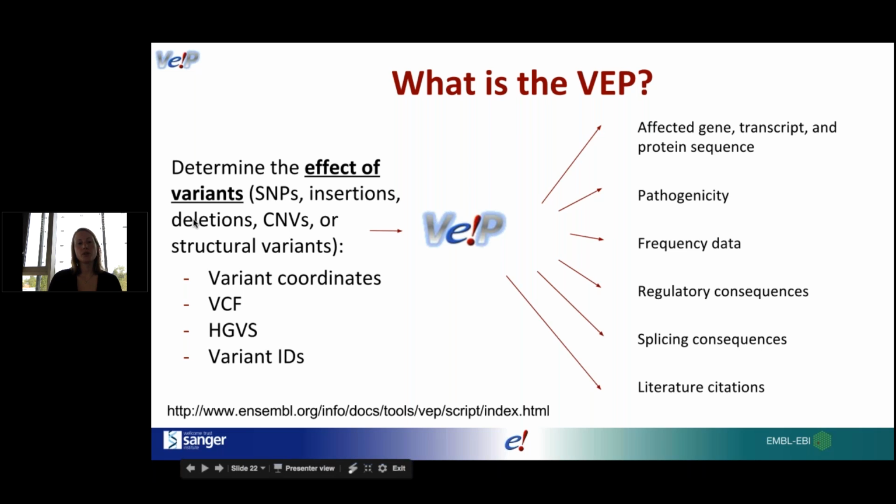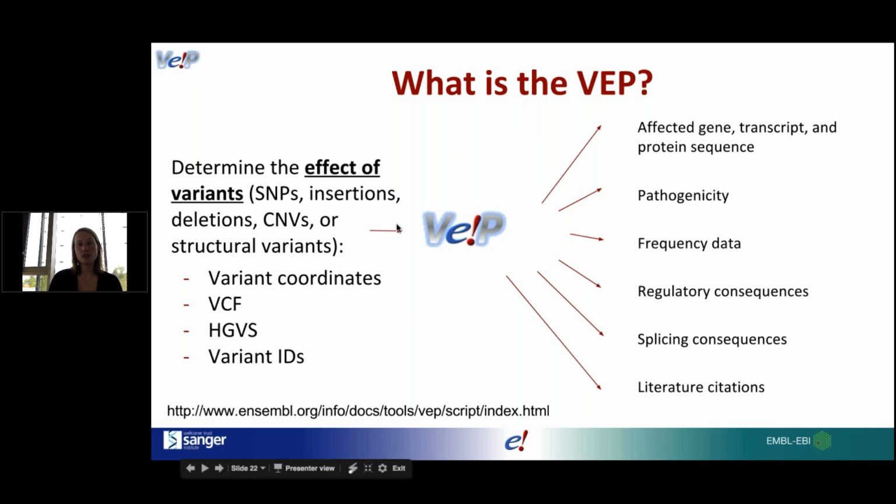So what you can do is input variants into this tool, and they can be any type of variants. So they can be sequence variants or structural variants, SNPs, insertions, deletions, copy number variants, or again, variants that affect a larger genomic region. And you can input them using a variety of different notations. So you can just input the genomic coordinates. You can upload a variant call format file. You can input HGVS notation, or if you want to explore known variants, then you can input their repository IDs. So, for example, a dbSNP ID.